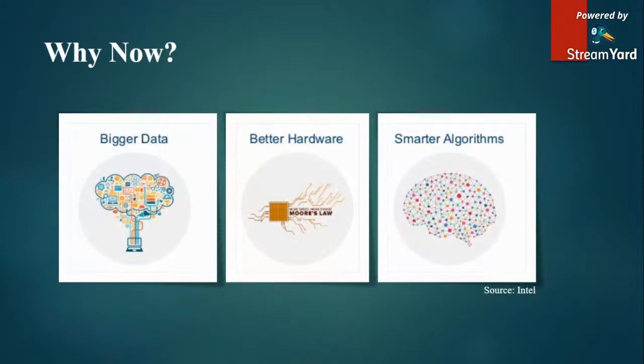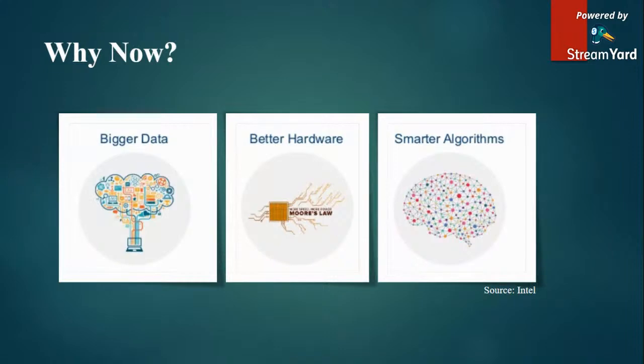Talking about the better hardware part, there is the introduction and use of graphics processing units, GPUs. Nvidia came up with these GPUs, and they have now been an integral part of training neural networks. This has been one of the driving forces behind the popularization of this field. Smarter algorithms, of course, have evolved with the advances in computing.